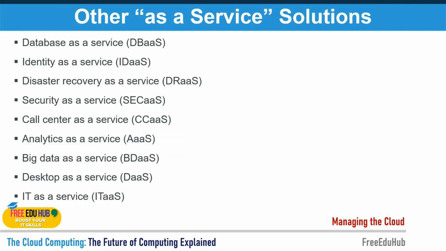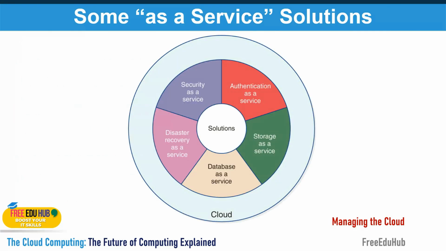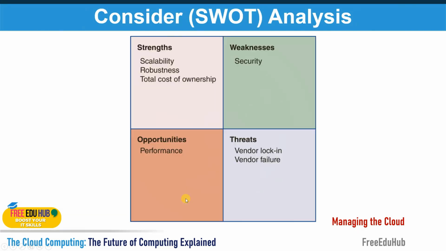Now if we think of "as a service", if we want to have anything in the cloud and use it from the cloud, we add "as a service" next to it. Just like if we have database, identity, disaster, security, call centers, analytics, big data, desktop support, and IT support from the cloud, we call it as a service. Now these are the solutions, and security as a service, infrastructure as a service, etc. Different services are available in the cloud, and you can access them through the cloud.